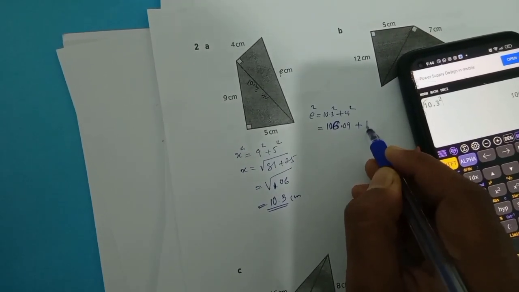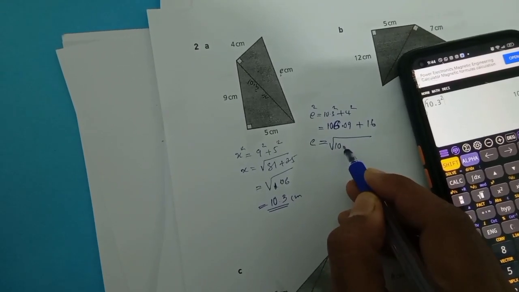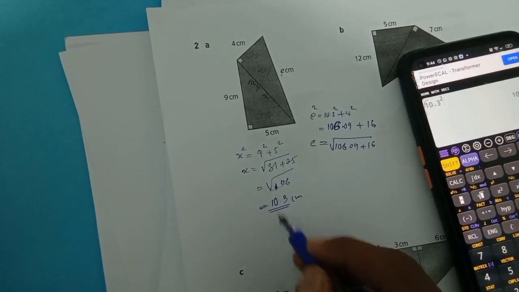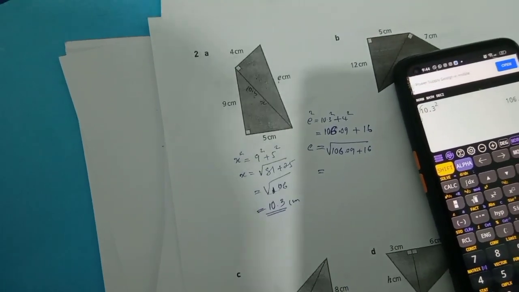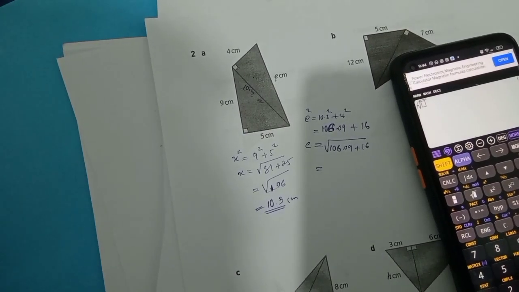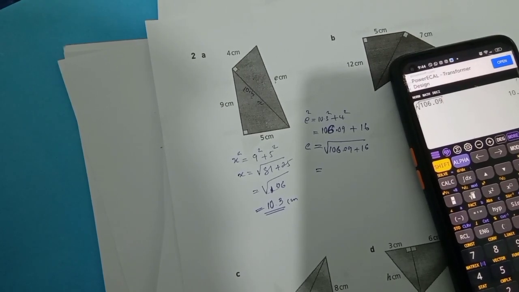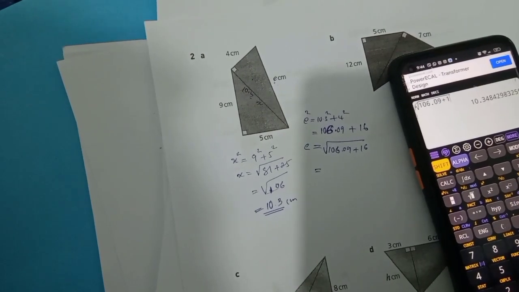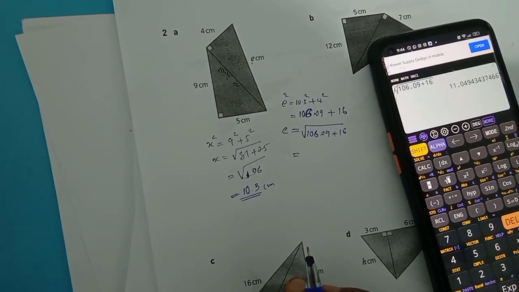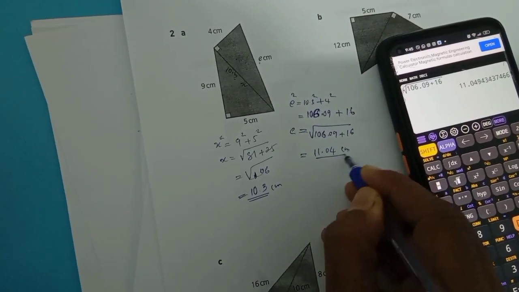106.09 plus 4 square, that's 16. So now we can add and find out the root. 106.09 plus 16. Otherwise we can write 106 because there is the value. So we're gonna find out root of 106.09 plus 16, right? Clear? So that one also, you can see that the value is 11.04 centimeter.